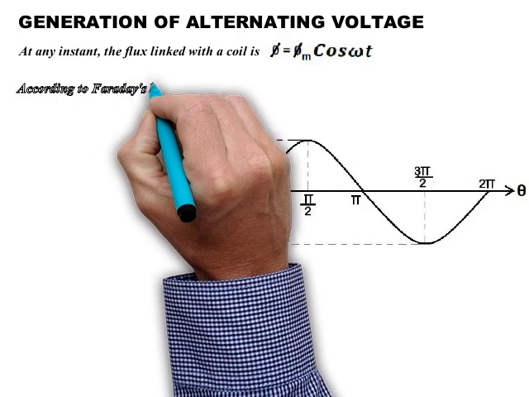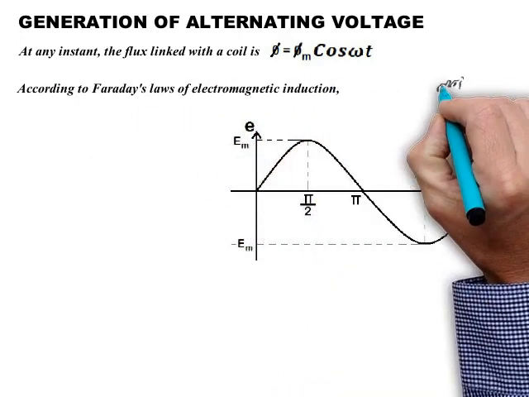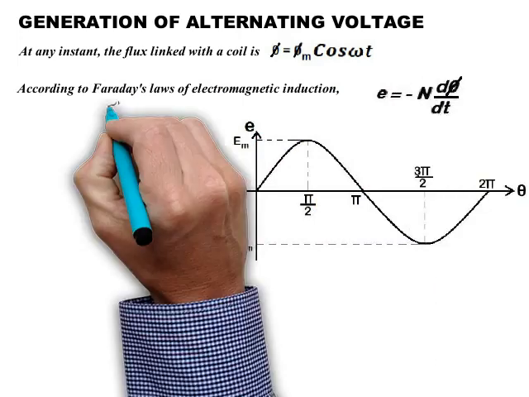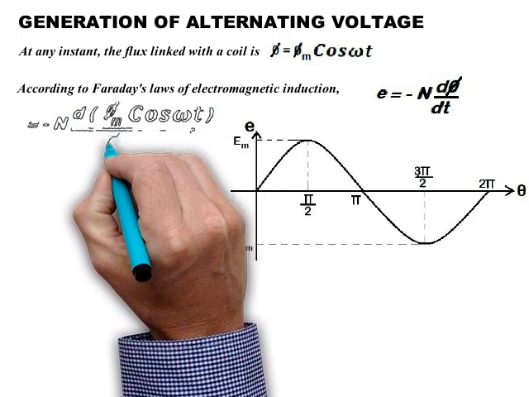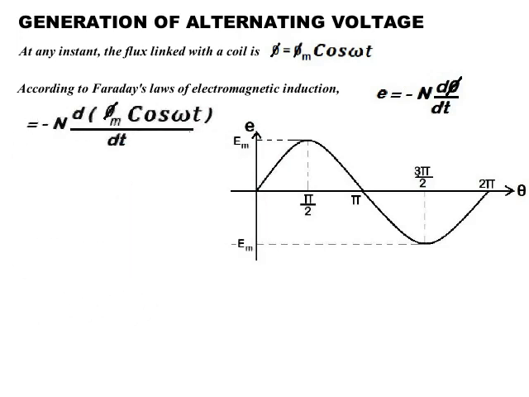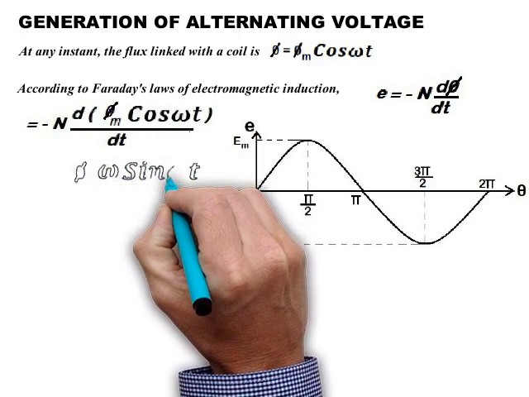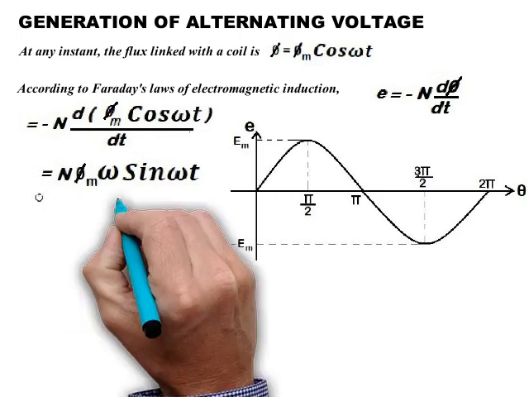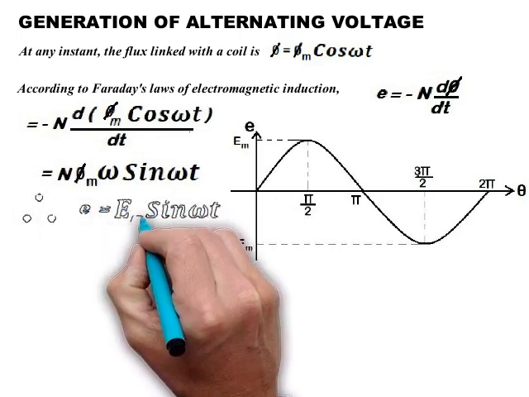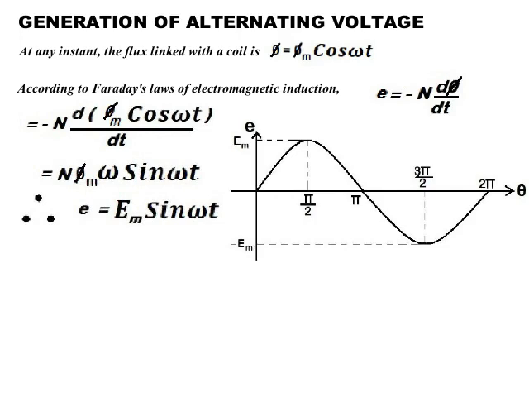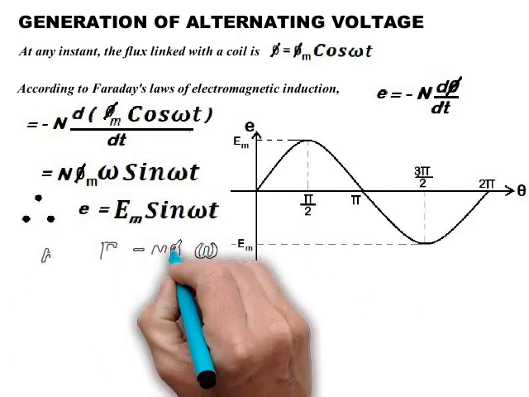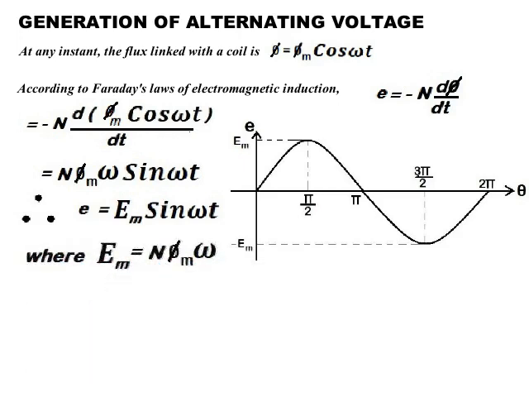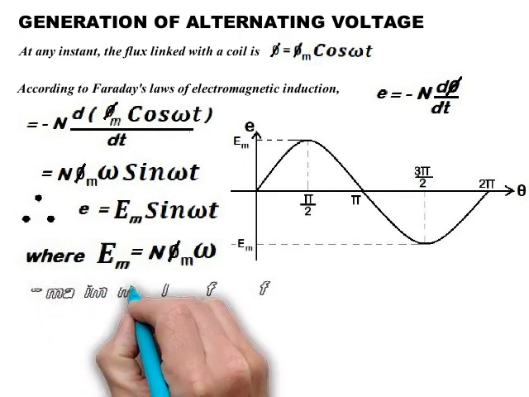According to Faraday's law of electromagnetic induction, E is equal to minus n d phi by dt, which is equal to minus n d phi m cos omega t by dt, which is equal to minus n phi m omega sin omega t. Therefore, E is equal to Em sin omega t. So here Em is equal to n phi m omega, which is the maximum value of EMF.